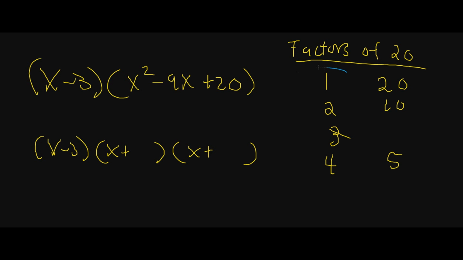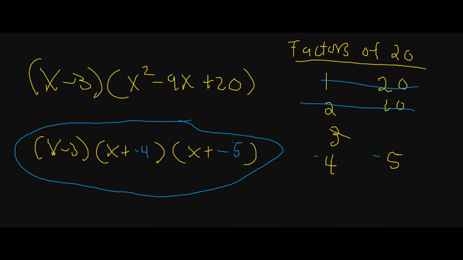Well, can we add or subtract 1 and 20 in any way to get negative 9? Well, no, that's definitely not possible. Cross that off. Can we add or subtract 2 and 10 in any way to get negative 9? That's definitely not possible. Well, can we add 4 and 5 in any way to get negative 9? Well, I know 4 plus 5 is 9, but we need a negative 9. So what that means is both of these have to be negative. And so this is going to be minus 4, and this is going to be negative 5.